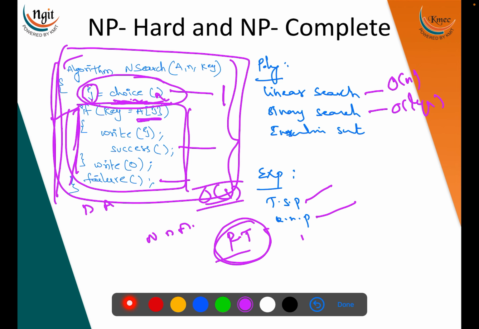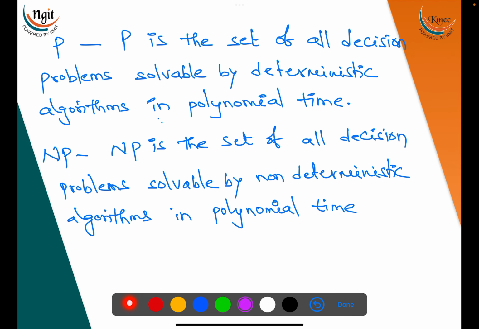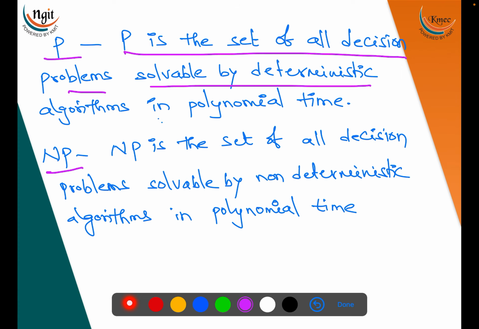So with this we define two classes here. Let us see those two classes. What are they? They are P and NP. What do you mean by P? P is the set of all decision problems solvable by deterministic algorithms in polynomial time. Examples: linear search, binary search, bubble sort, merge sort, single source shortest path, minimum cost spanning tree, merge pattern. All of these take polynomial time and the algorithms are deterministic. We call these algorithms P.